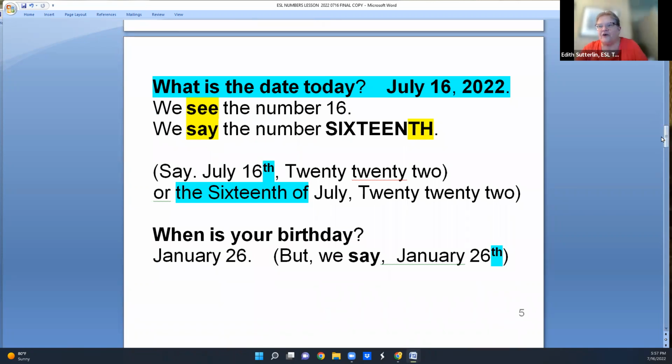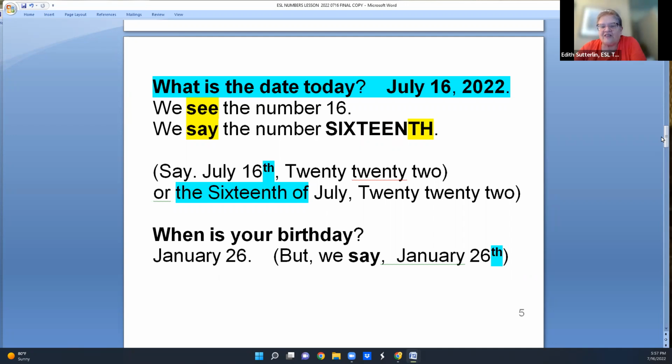But if you ask what date is today, or what is the date today, we're looking for the numbers. So if someone says, what is the date today? You see there, July 16, 2022. So we see the number 16, but we say the number 16th. We add the TH at the end. So we want to use our ordinal numbers to show the numbers in the order. So it's the 1st of May, it's the 2nd of May, it's the 3rd of May.